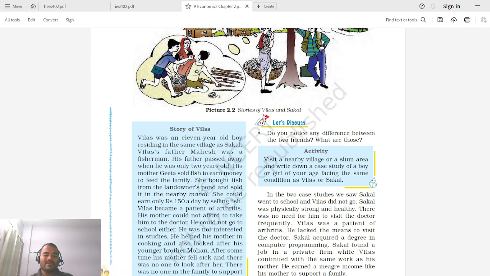He was also not interested in studies. So he used to help his mother in cooking and household activities, and also looked after his younger brother Mohan. He never went to school because he did not like studying.